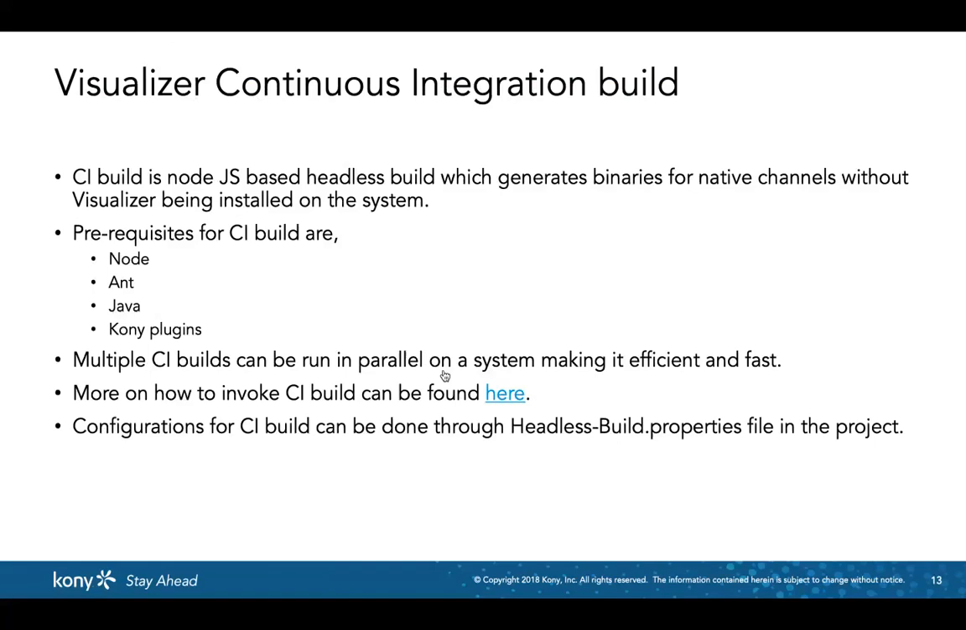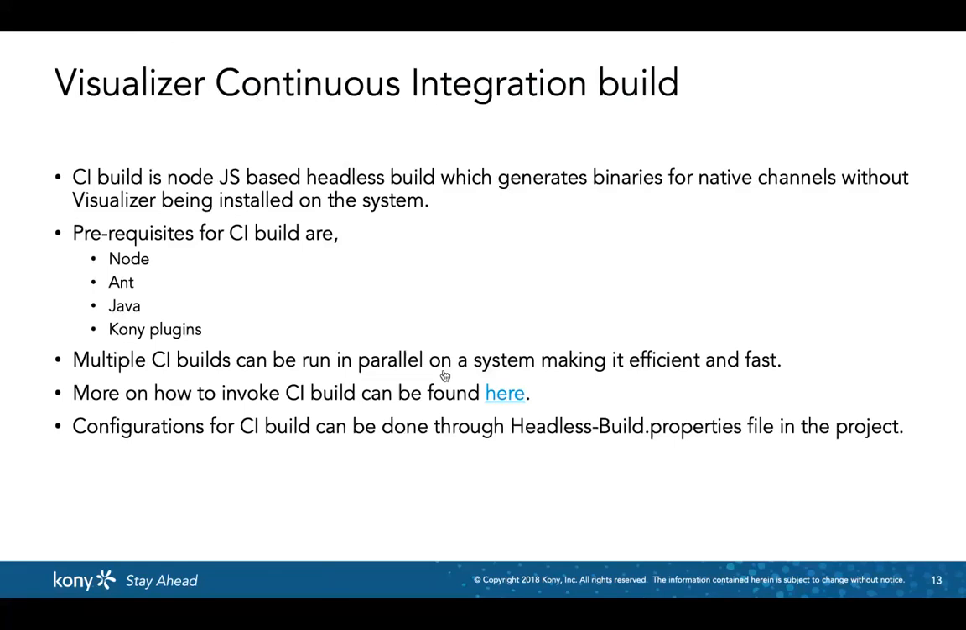So prerequisites for CI build are: you need Node.js to be installed on your system, you need Ant to be installed on your system, Java if you are planning to build for Android or web channels, and Kony plugins. So bare minimum you need Kony plugins against which you want to build your binary. So say your development was done against a particular version of Visualizer, say V8 SP3. So you just pick up the plugins from your plugins directory and you can use those plugins. You can dump those plugins into any one of the folders on your build system, and you don't actually need Visualizer to build after that.